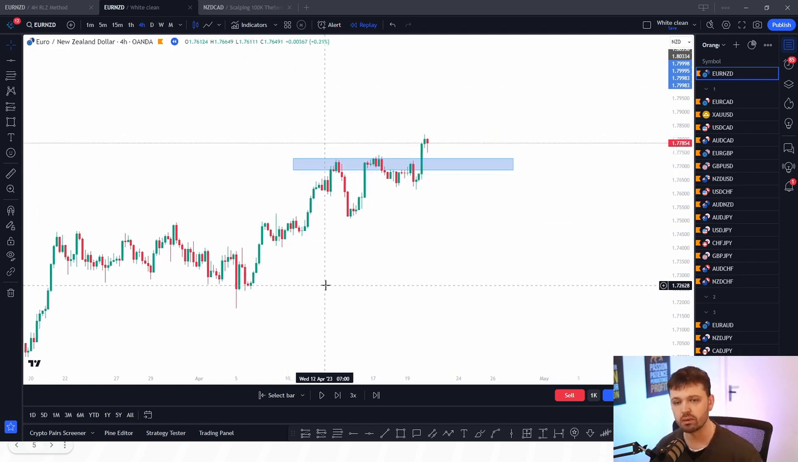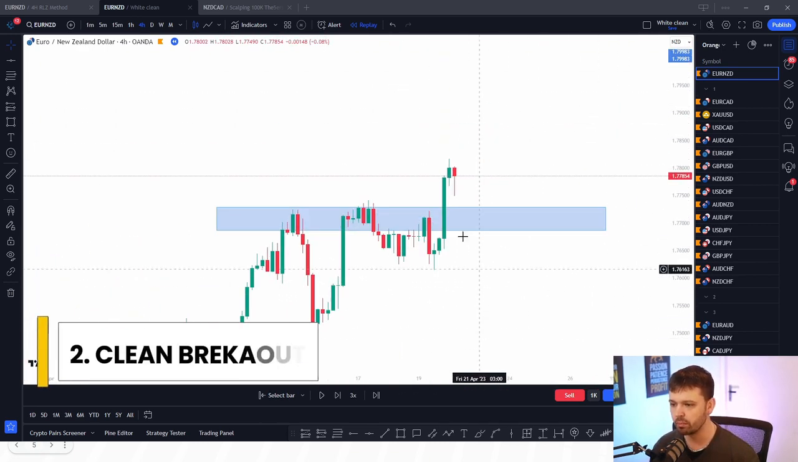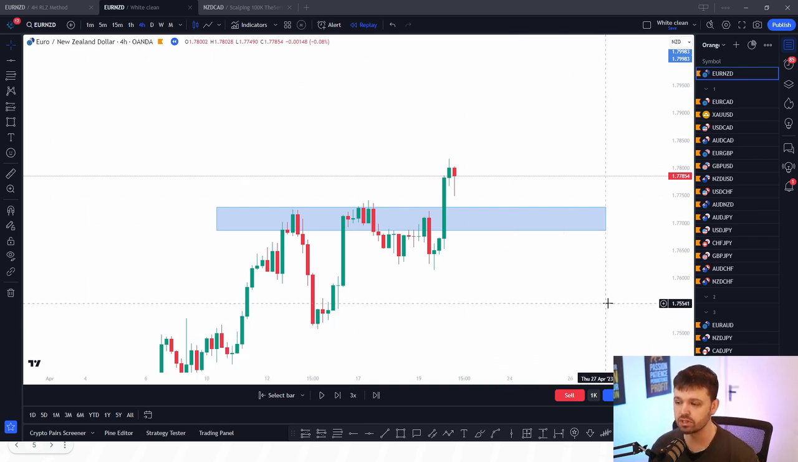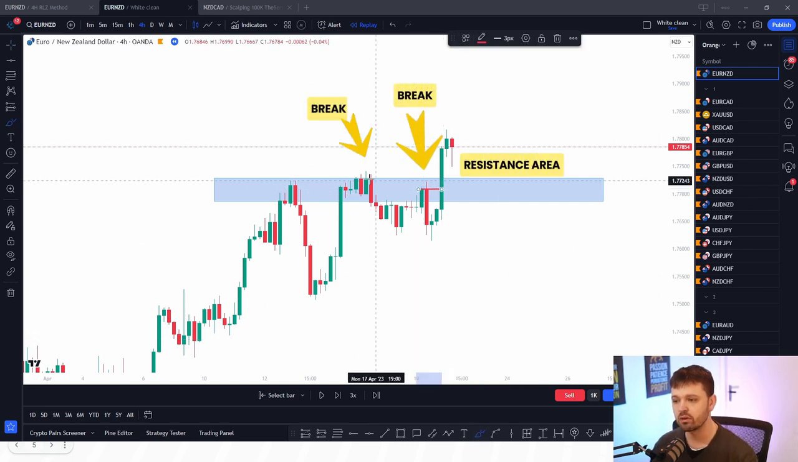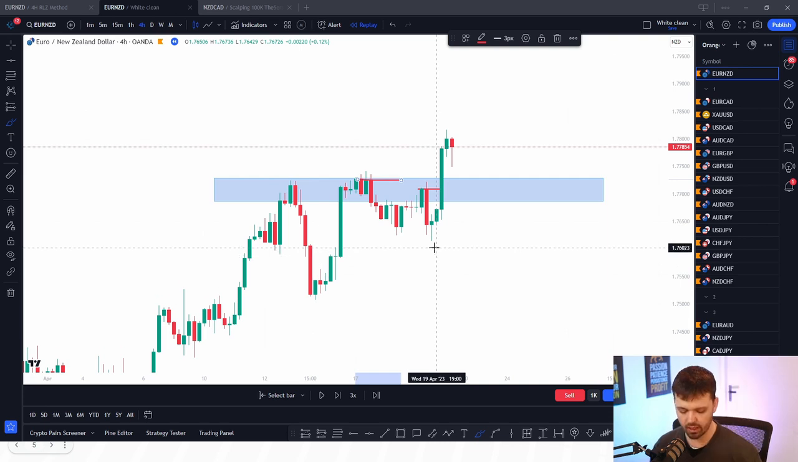And what did I talk about previously? We need a clean breakout. Do we have a clean breakout? Well, you'd be the judge of that. What a clean breakout looks like, we talked about that in the previous part of the course. Is this a clean breakout? Yes, it's a clean breakout. Why is it a clean breakout? Well, because we broke above that one with one candle. There's just one candle going straight through the level and closing well above the level.